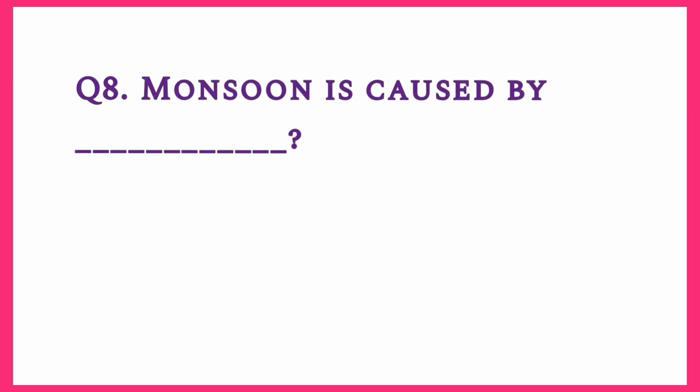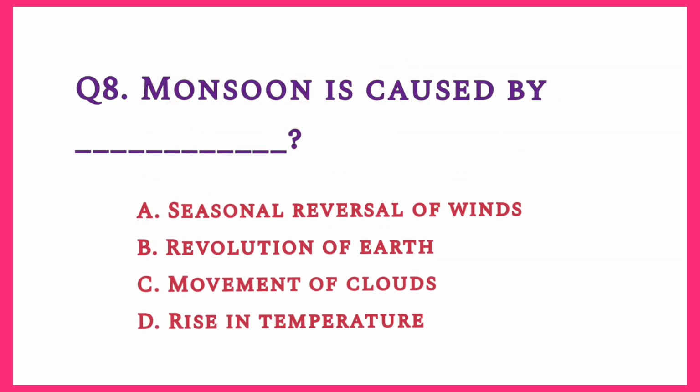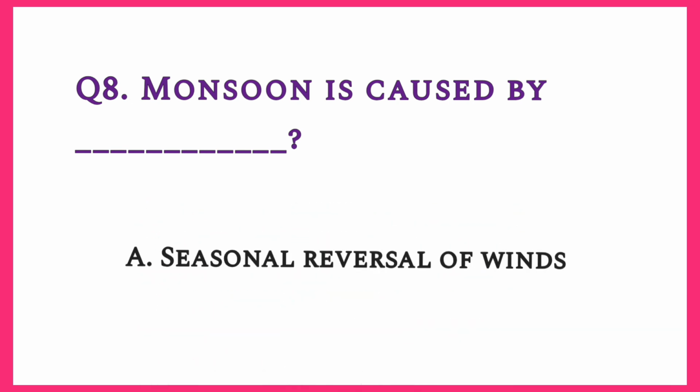Monsoon is caused by dash. A. Seasonal reversal of winds, B. Revolution of Earth, C. Movement of clouds, D. Rise in temperature. The right answer is A. Seasonal reversal of winds.